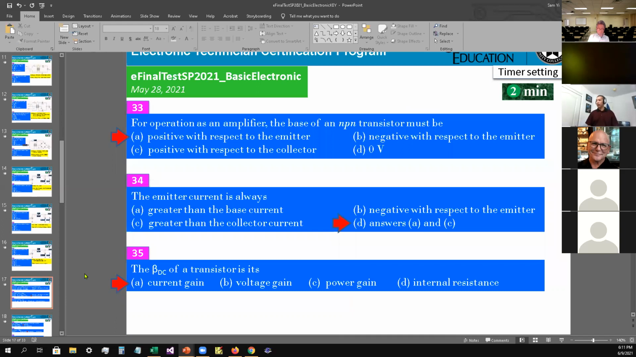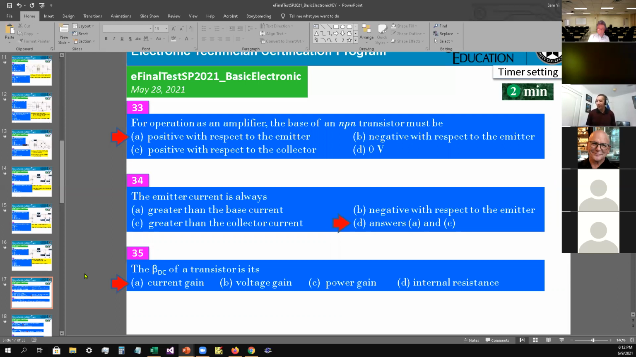Okay, next one. For operation as an amplifier, the base of an NPN transistor must be, okay. So in order to be an amplifier, it must be in forward bias. In forward bias, the base has to be more positive with respect to the emitter, okay? So the answer is A as in apple, for 33.